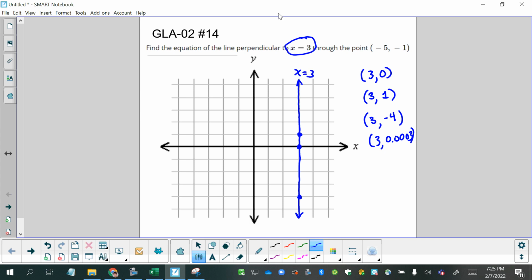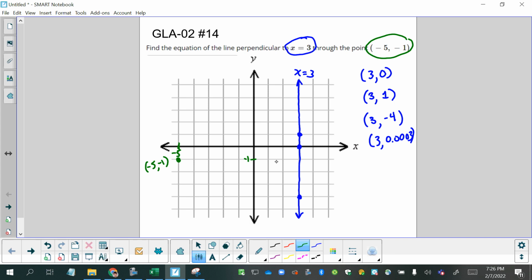Now, we were told to find the equation of the line that's perpendicular, so it's at a perfect 90-degree angle, with a perfectly reciprocal opposite slope, through the point (-5, -1). So let's at least start by getting this point down. -5 for x: 1, 2, 3, 4, 5. Here's -5, so we're going to have a point at -5 for x and -1 right here for y. So here's the point (-5, -1), and we want to use that point and any other point to create a line that would be exactly perpendicular to my vertical line here.